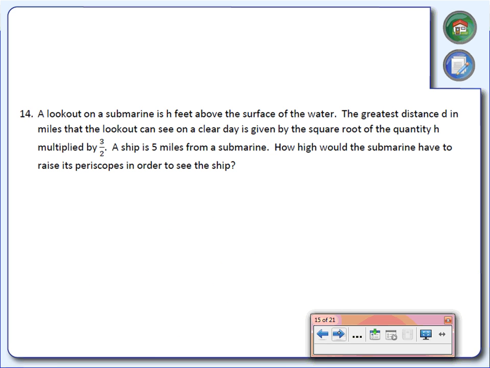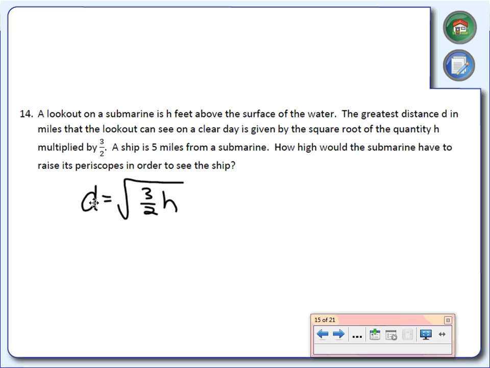Okay, number 14. A lookout on a submarine H feet above the surface of the water. The greatest distance in miles it can look out on a clear day is given by the square root of the quantity H multiplied by 3/2. All right, so let's go there. The distance, D, we can find by taking the square root of the quantity H multiplied by 3/2. That's 3/2 times H. So this is the equation we're going to be using. Now it gives us the distance, 5 miles. A ship is 5 miles from a submarine. We want to know what H is, so that we can see this submarine.